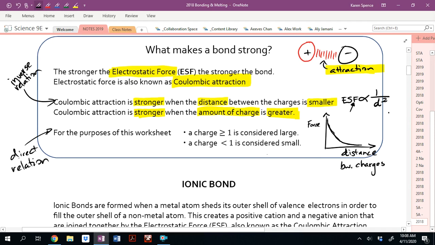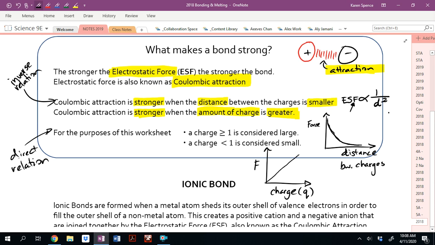So if we were to graph charge, which is also represented as Q, the amount of charge versus the force, as the amount of charge gets bigger, the force gets bigger. So if we have a 2+ charge, that's going to exert a stronger force than a 1+ charge. If we have a 6+ charge, that's hugely stronger than a 1+ charge.